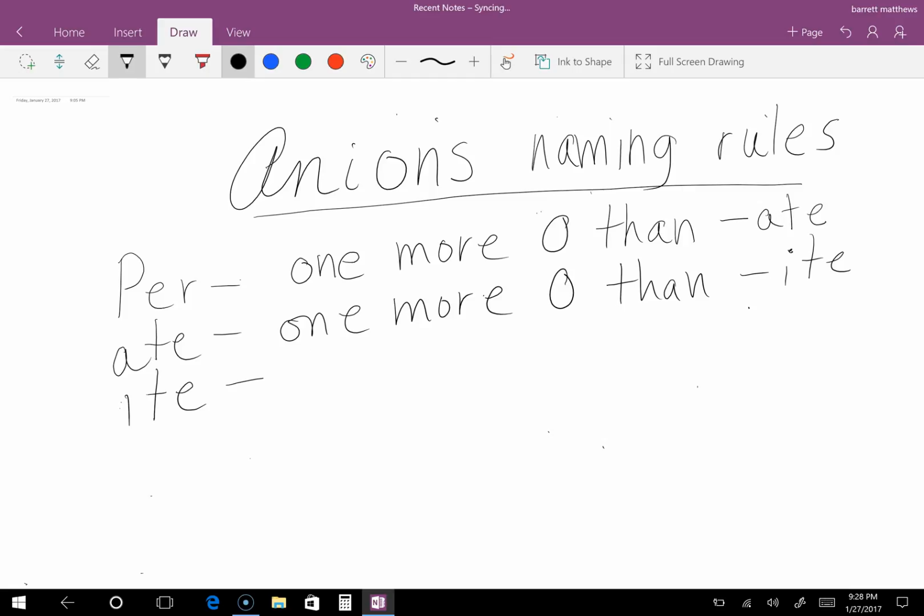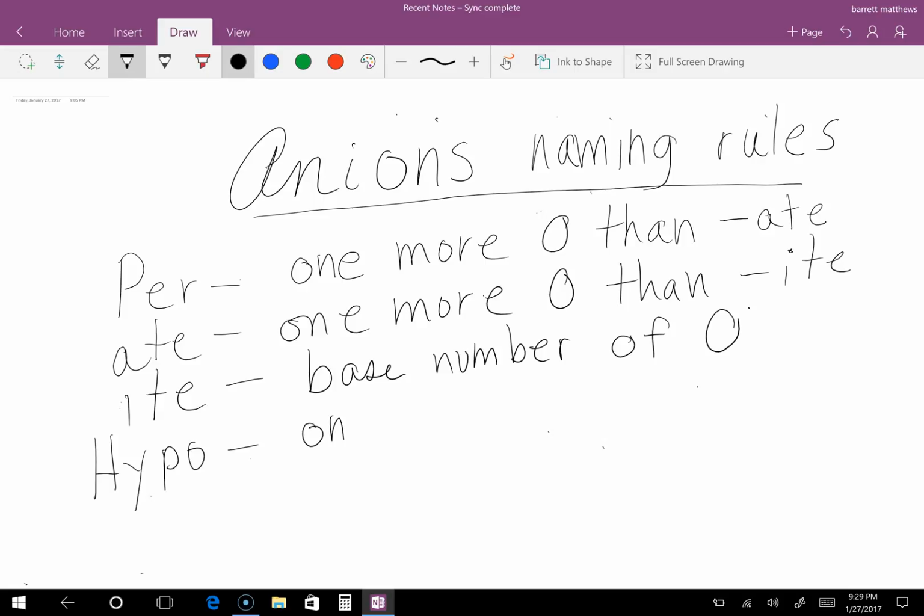Ite is a suffix used to describe the base, or you could think of it as kind of the normal number of oxygens for an element. Hypo is a prefix used to describe a compound that has one less oxygen than the base ite, ITE.